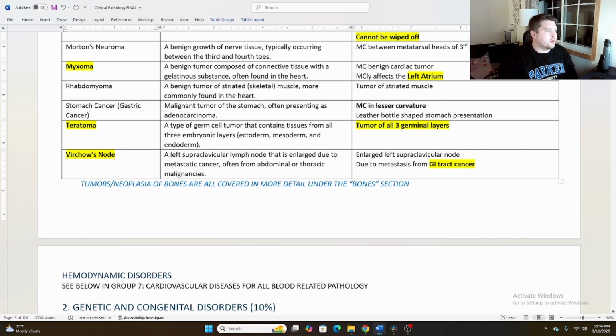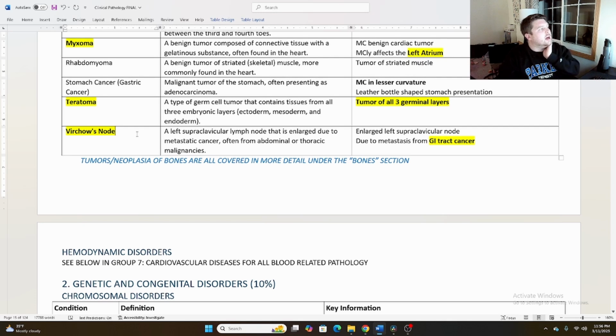Teratoma, this is a tumor of all 3 germinal layers. It has a bunch of tissues inside of it. If you get any type of question that's talking about a lump or a tumor that has teeth, hair, skin, other junk all inside of it, that is a teratoma.